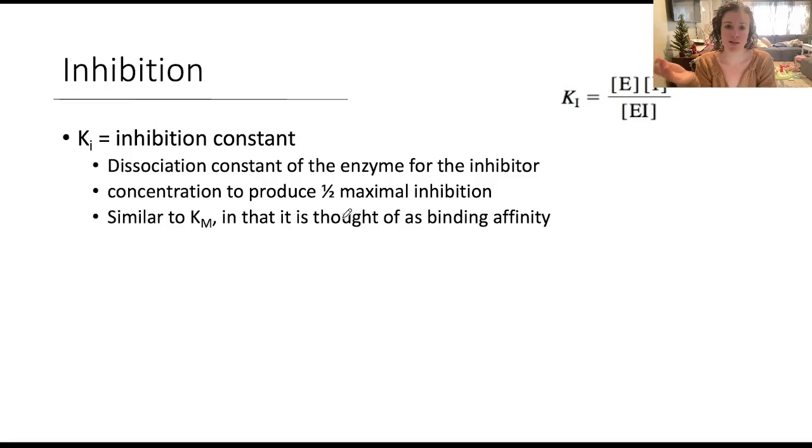Km is the binding constant of enzyme for substrate. Ki is the inhibition constant, the dissociation constant of the enzyme for the inhibitor. So you can think about it as how much affinity the enzyme has for its inhibitor, not substrate, but inhibitor. And similarly to Km, it is the concentration required to produce half maximal inhibition.